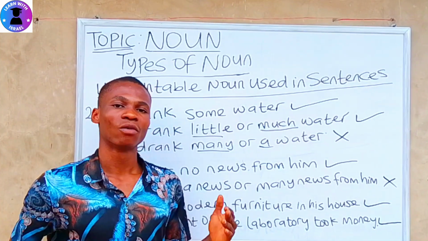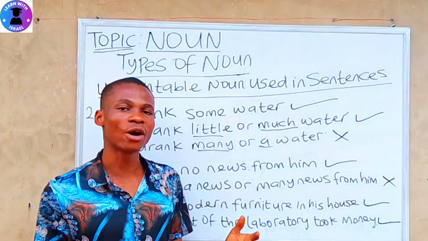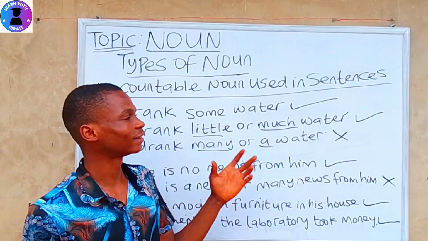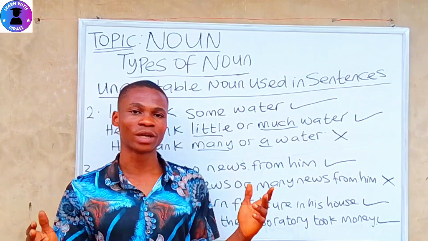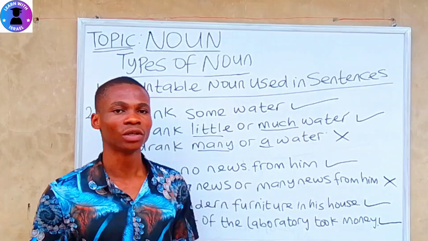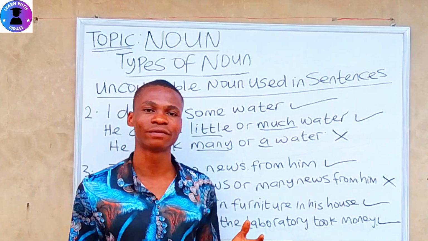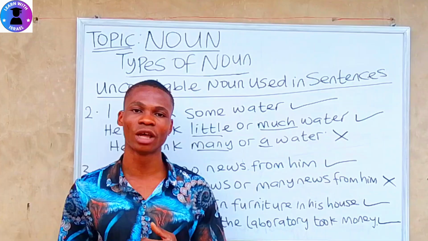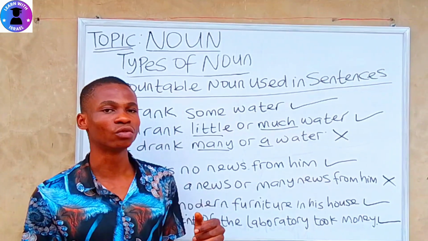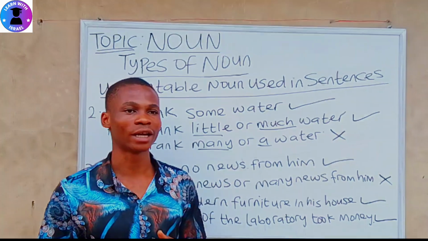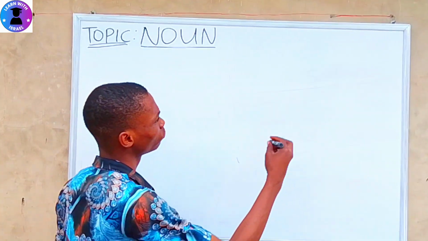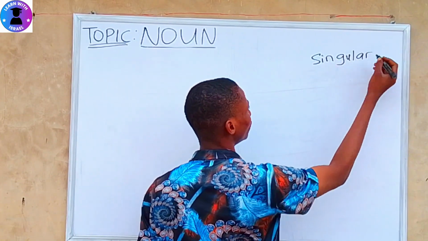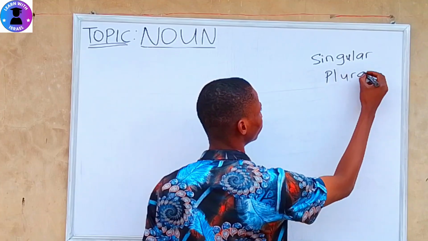We've treated what is noun, where I talked about that noun is a naming word, and I cited some examples. And we've talked about types of noun, which we have common noun, proper noun. We also have abstract noun, collective noun, concrete noun, uncountable noun, and countable noun. So now let's dive into singular and plural noun. So we have singular noun and we have plural noun.